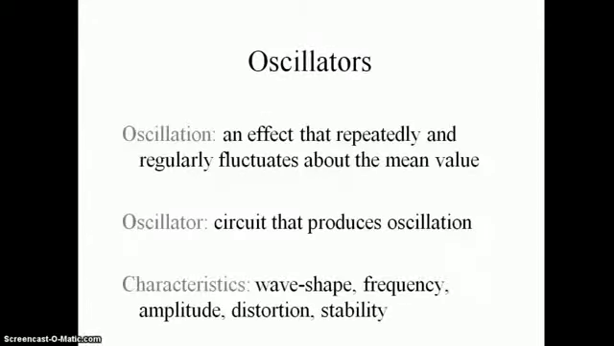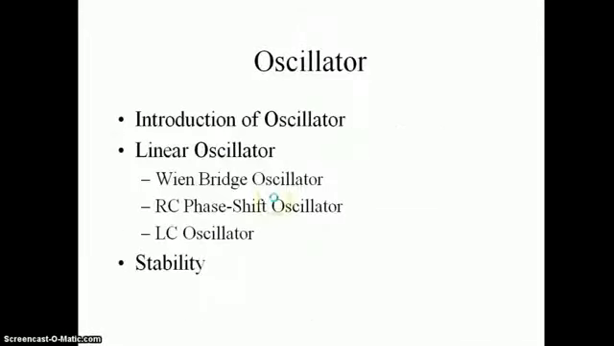Fine. There are some definitions here, that is, what we mean by oscillators in different aspects. An oscillator is an effect that repeatedly and regularly fluctuates about the mean value, and an oscillator circuit produces oscillations with characteristics of wave shape, frequency, amplitude, distortion, and stability. I have previously introduced what we mean by an oscillator.